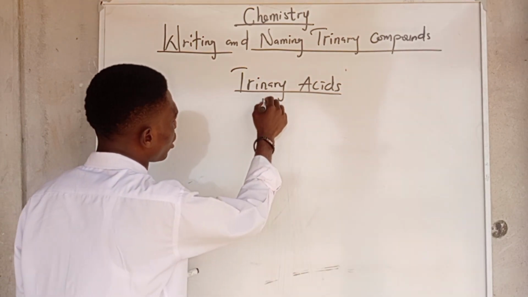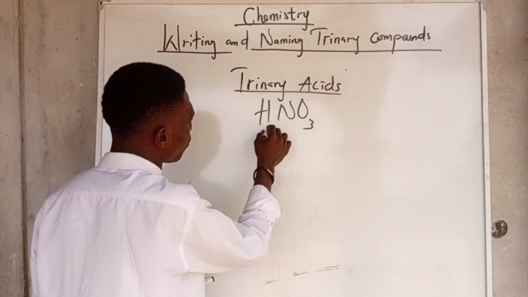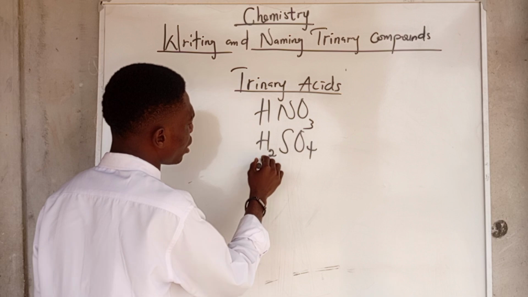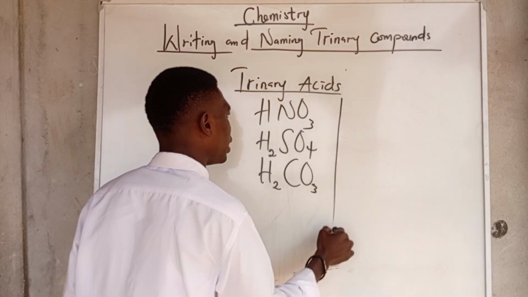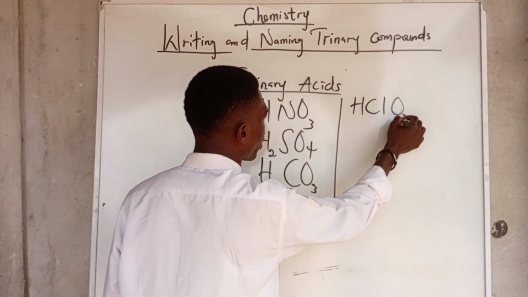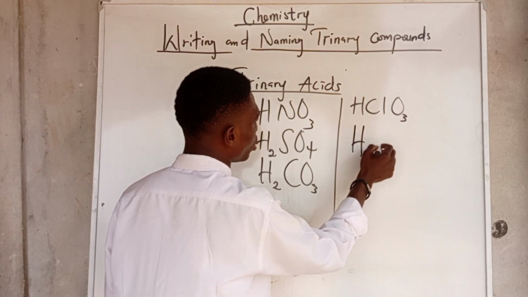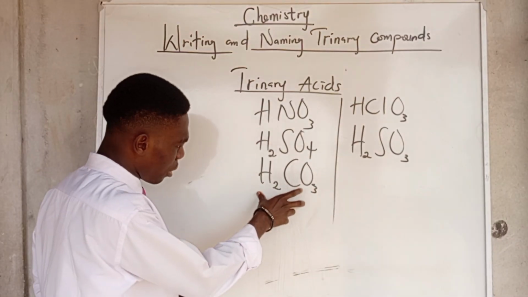For example, we have HNO3, a ternary acid. Then we have H2SO4, and we also have H2CO3, and then we also have HClO3. Are we together now? We can also have H2SO3. Okay, and so these are ternary acids.